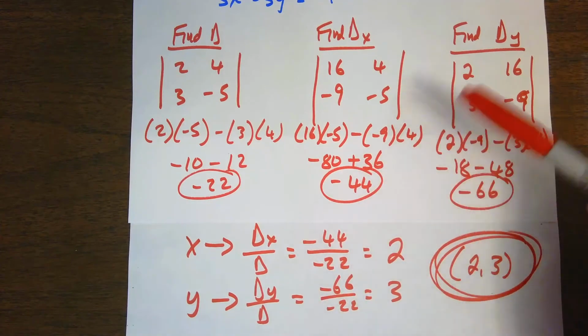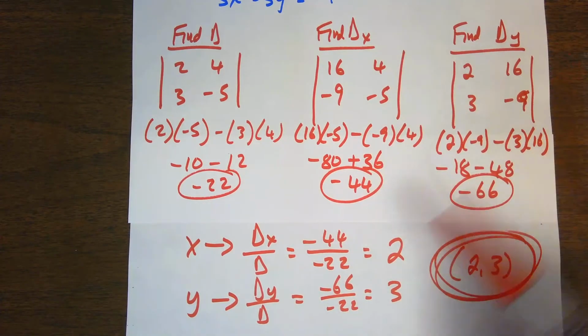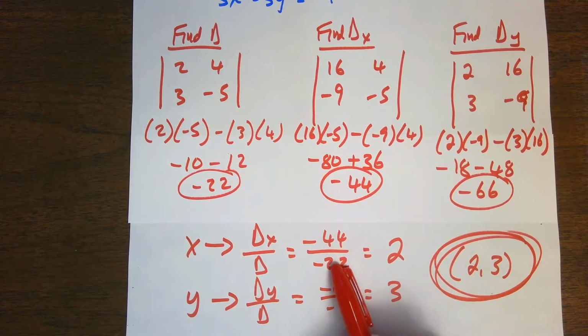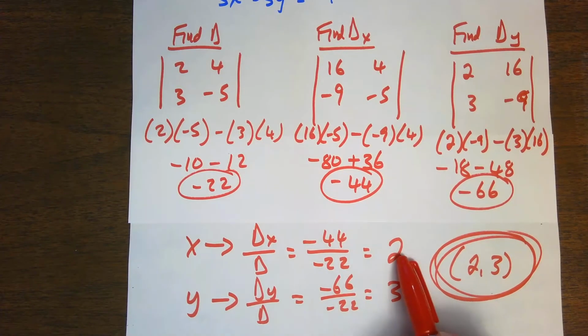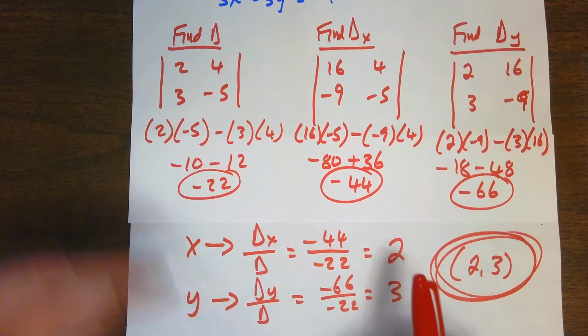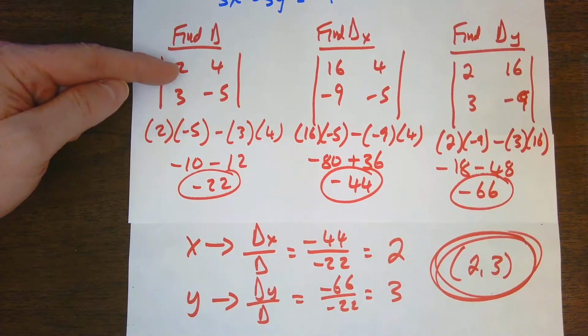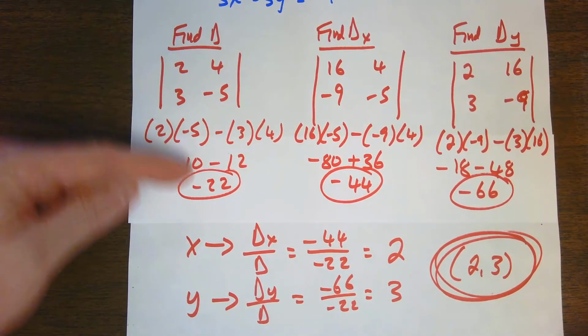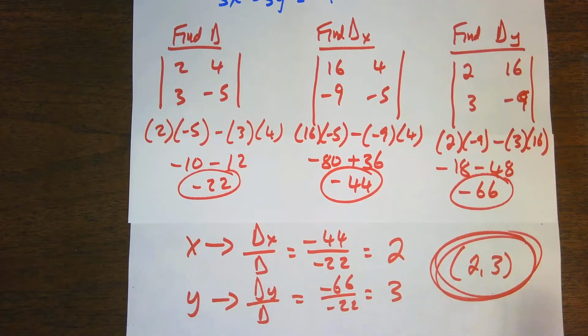Notice that if one of my determinants, d sub x or d sub y, turns out to be 0, 0 over anything is going to be 0. And it's totally possible that they intersect at 0. The only problem is that the determinant of the coefficient matrix cannot be 0. If it's 0, you can't divide by 0. Now that doesn't mean there's no solutions. What it means is you cannot find the solution using Cramer's rule. That's all it means. All right, so there's Cramer's rule.